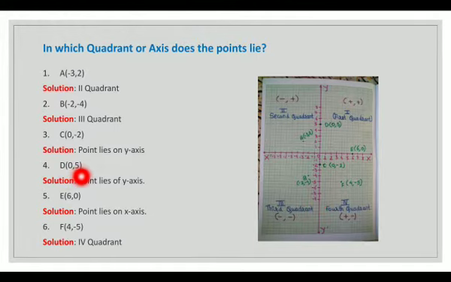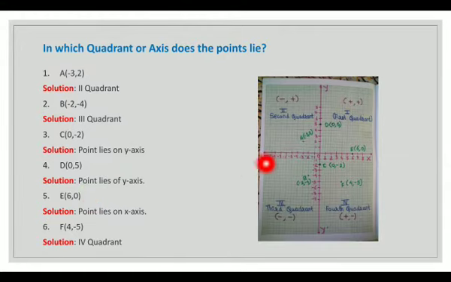D (0, 5). X is 0 and y is 5. So it lies in which quadrant? It lies in neither of these quadrants, but it lies on the y-axis.